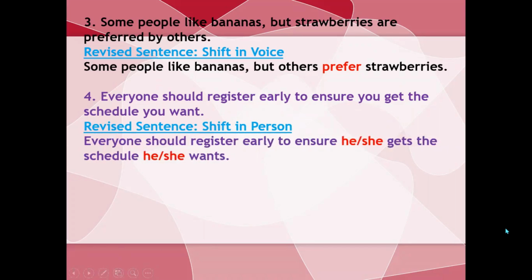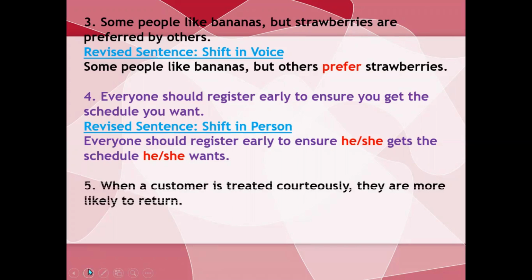How are we going to revise it? Everyone should register early to ensure he or she takes note. Make sure to add S to your verb because he or she is singular, the subject. So we need to add S here. Same also with once. Now, class, you can also change everyone into you. You should register early to ensure you get the schedule you want. It can also be, class, as long as the pronouns and the verbs are all consistent, and it does not commit any grammar error.